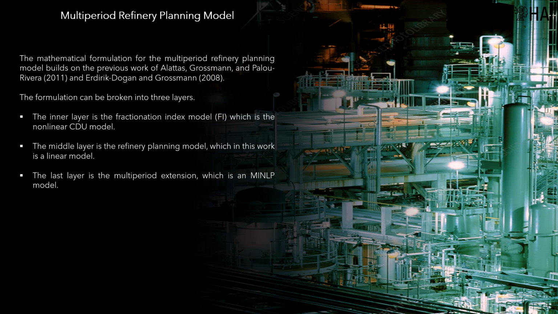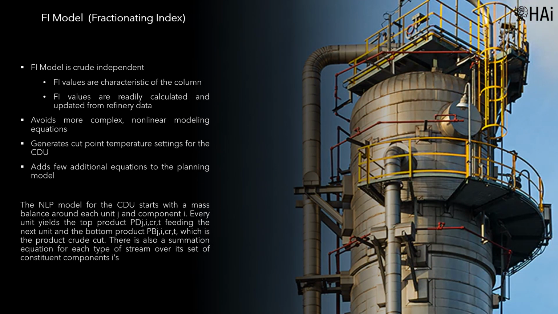The formulation can be broken into 3 layers. The inner layer is the fractionation index model, phi, which is the nonlinear CDU model. The middle layer is the refinery planning model, which in this work is a linear model. The last layer is the multi-period extension, which is a MILP model. The appeal of the phi model is that it is crude independent. Phi values are characteristics of CDUs, they are readily calculated and updated based on refinery data.